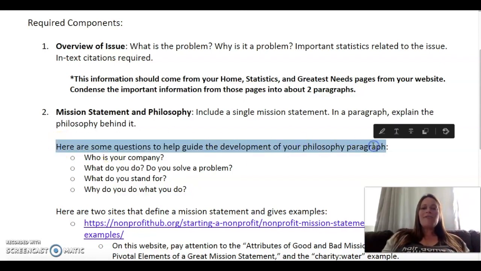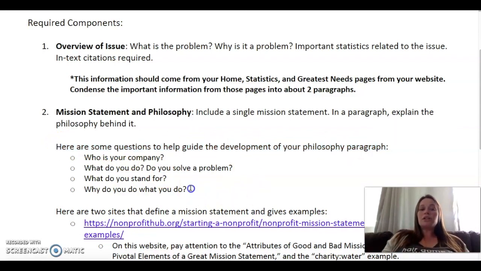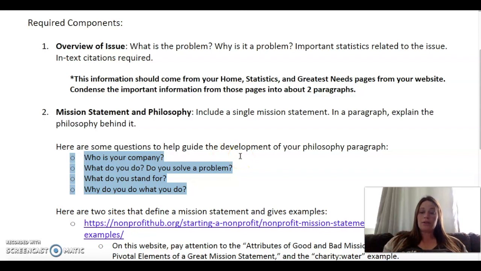So I gave you some questions to help guide the development of your philosophy paragraph. These questions are not necessarily ones that I'm going to be checking, like, did you answer every single one? Again, these are guiding questions. Should you answer some of them? Yes. And could you answer all of them? Absolutely, in your philosophy paragraph. However, I'm not going to be like, well, they missed that part of it. I'm just looking for an overall philosophy, like, why do you feel strongly about what you're doing? Why do you do what you do? So again, here are those guiding questions.